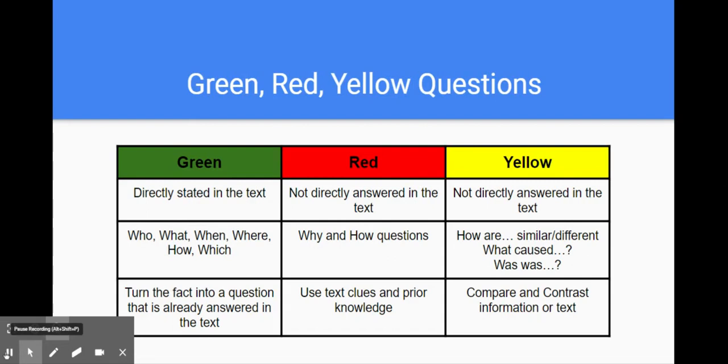Red questions. These questions are not directly answered in the text. They will start with why and how. We use text clues and prior knowledge. We make inferences to create red questions. Yellow questions. These are not directly answered in the text. We will compare and contrast when we're using yellow questions. We will ask, how are things similar or different? What caused and what was the effect of?